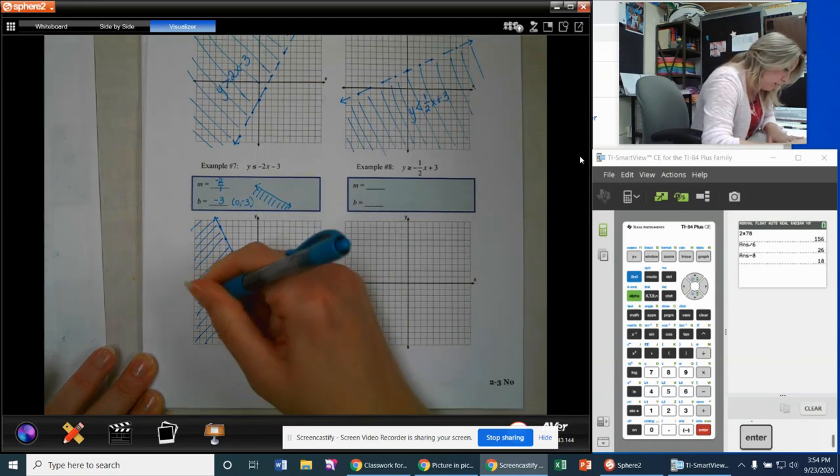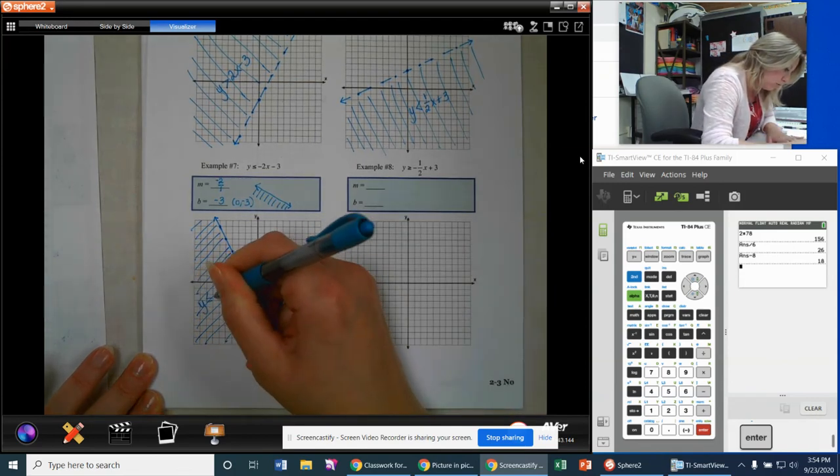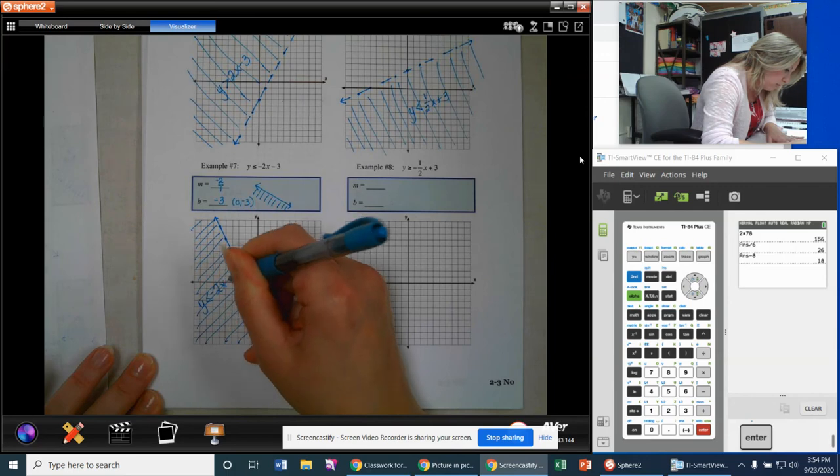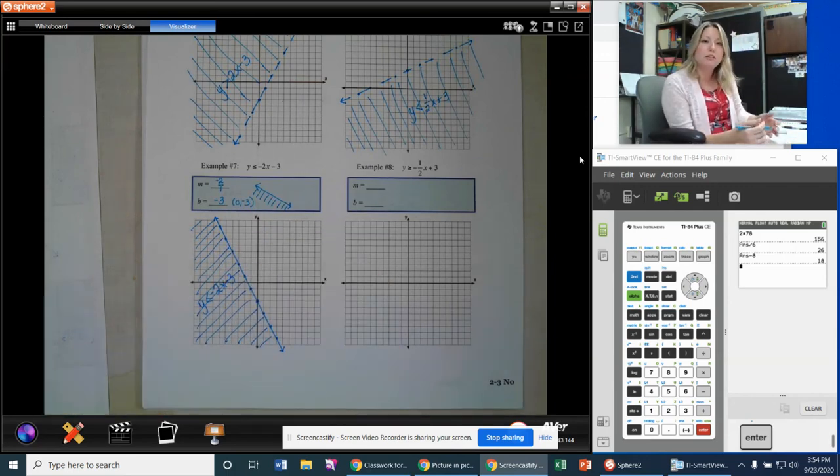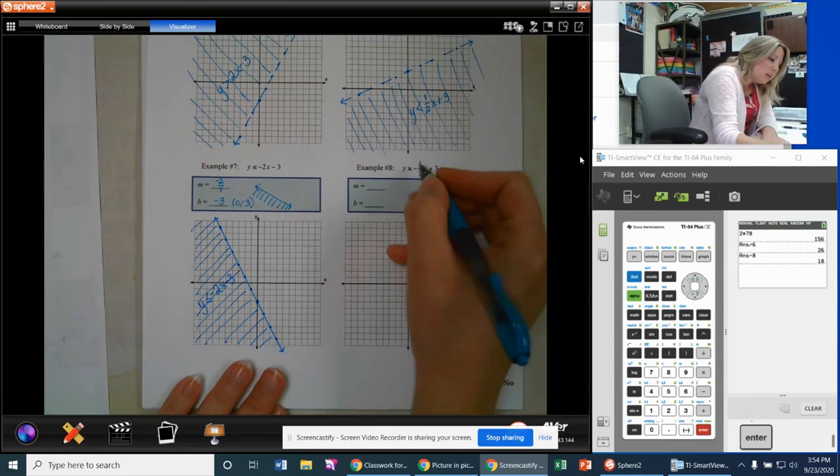All right, y is less than or equal to -2x minus 3. So everything on the line and everything in the shaded region makes this inequality true. Last, and then it's on you.